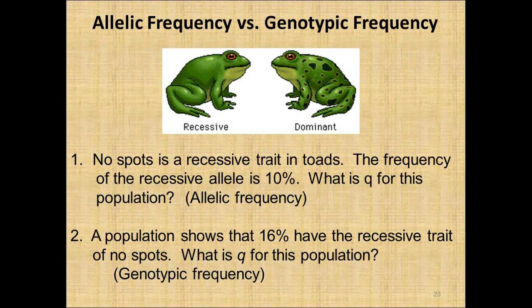In question number 1, we're told that the recessive allele is 10%. Because we have the word allele, we're looking for q. All populations are considered to be 100 unless another number is given. So 10% of 100 is 0.10, so q is 0.10 for this population. In question number 2, we're told that 16% have the recessive trait. When we're looking at a trait, we're looking at q squared. But we don't want q squared, we want q. So we change 16% to 0.16 and then take the square root to get 0.4. So q for this population is 0.4.